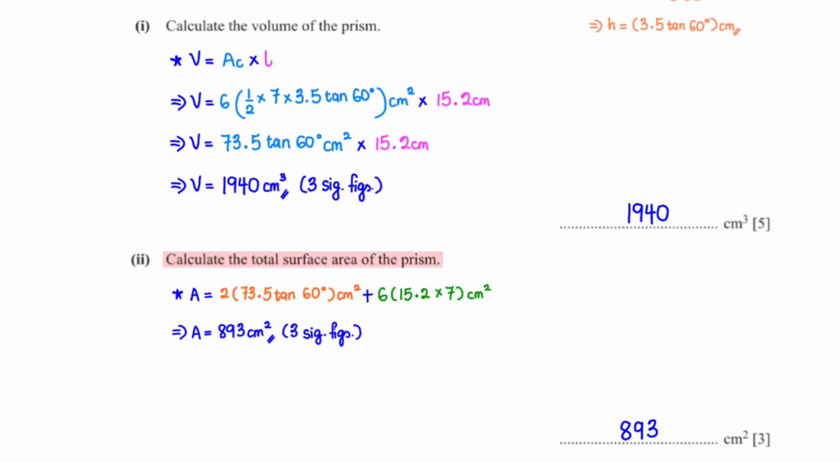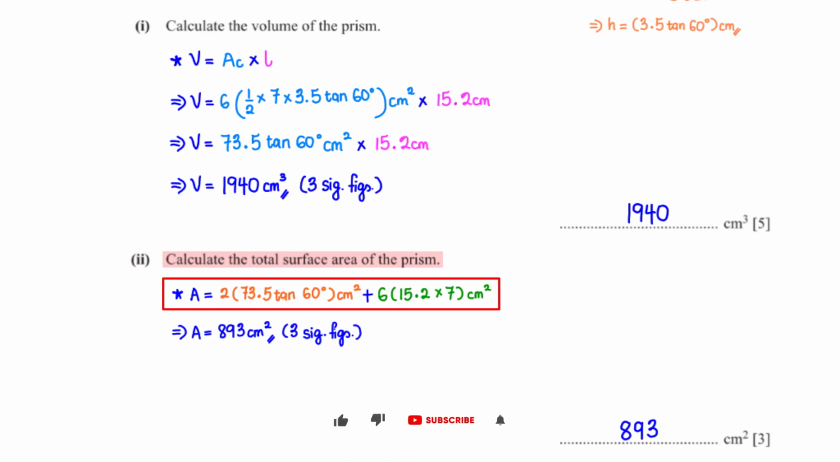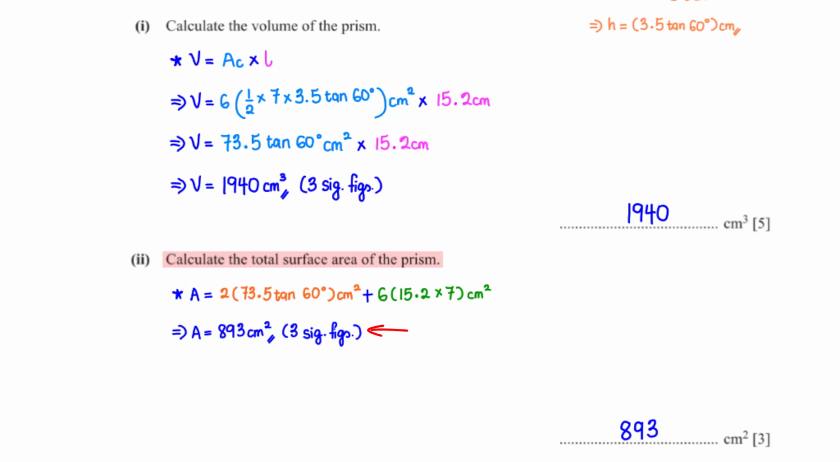Calculate the total surface area of the prism. The total surface area of the prism is equal to the area of the two hexagons, which is 2 times 73.5 times tan 60 centimeters squared, plus the area of the 6 rectangles, which is 6 times 15.2 times 7 centimeters squared. When we type this into the calculator, we get 893 centimeters squared, rounded to 3 significant figures.